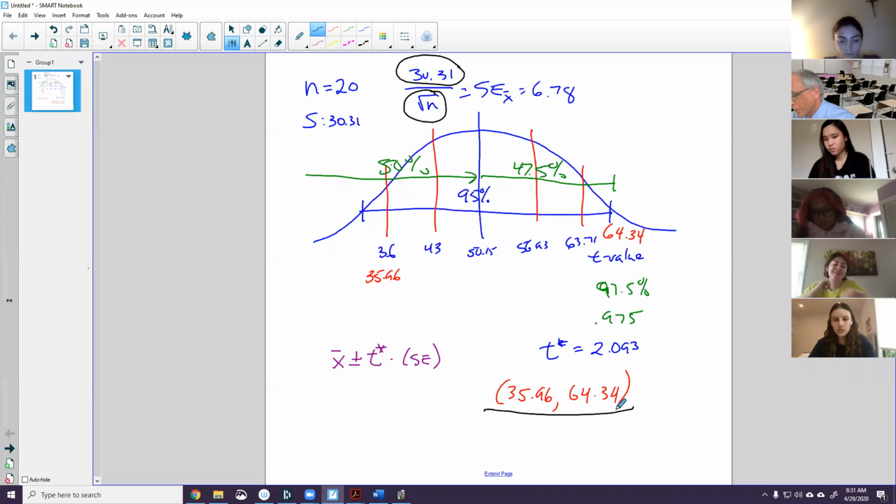Okay, good. Hang on. So Cassandra, can you give me a sentence? What does this mean? The 95% confidence interval. What's it telling me?